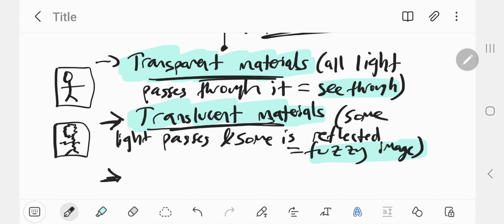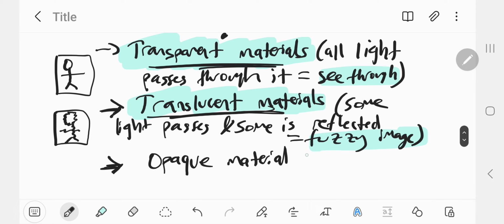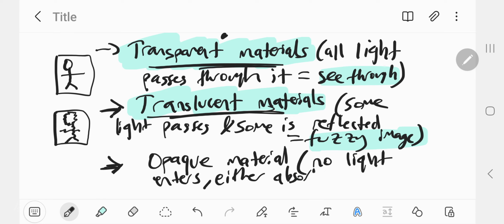And the very last type of material is called an opaque material. I'm sure you've heard of this word. Opaque means it doesn't allow any light to enter it. You can't see anything, in other words. Opaque materials are far more common. Things like bricks, if you look at the brick wall, tables, chairs, human beings for that matter. These aren't see-through, they're not translucent, so no light enters. It's either absorbed or reflected, so you get no image seen.